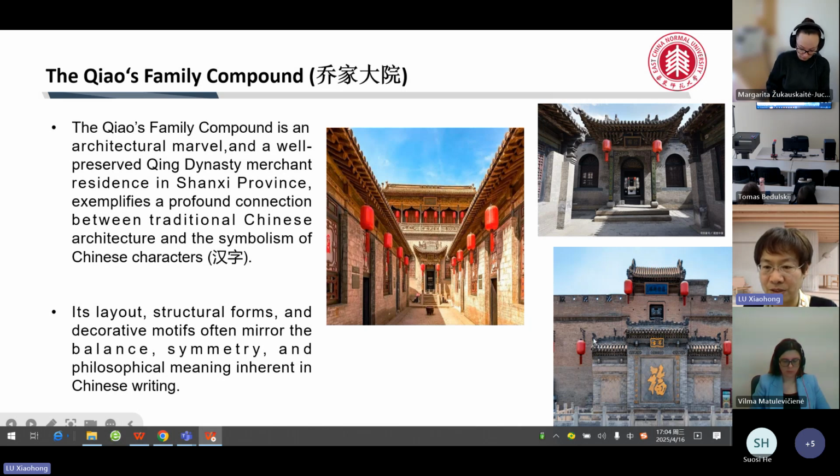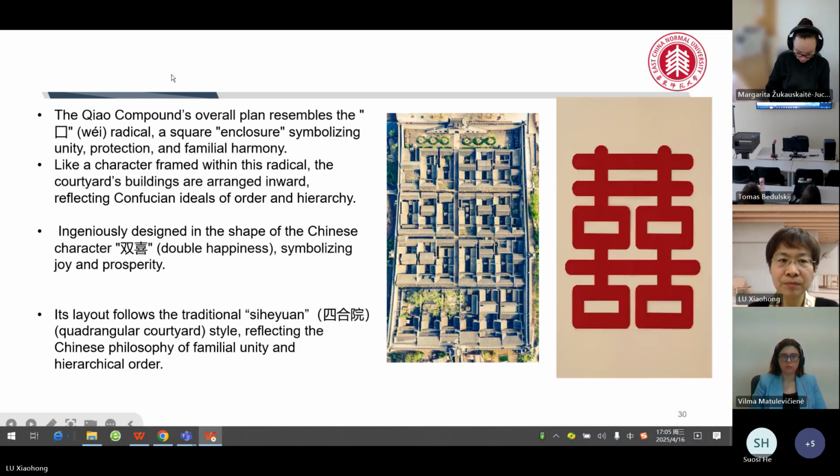If you go inside, you can find this kind of symmetry and decorative eaves of the roof. And this is the screen wall, with a character for happiness on it. This is a decorative motif on this wall. If you take a close look at the layout of this Charles compound, you can find this building very much like a kou radical or wei radical, a square enclosure symbolizing unity, protection, and familial harmony. So this is for a very, very big family to stay. Like a character framed within its radical, this compound has 17 courtyards.